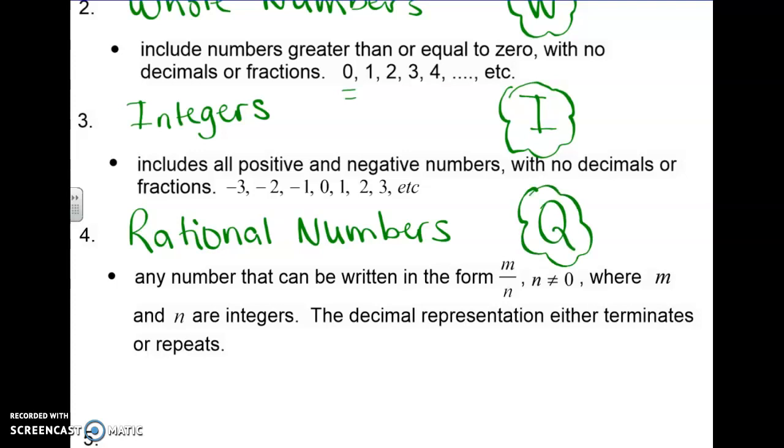Any number that can be written in the form, think fraction, where the fraction is 2 integers being divided. So when I look at m over n, I'm thinking this is m divided by n, where both the numerator and denominator are integers. In division, the answer is called a quotient. So when we think about rational numbers, we're looking for, can it be written as a quotient? Can it be written as a fraction?